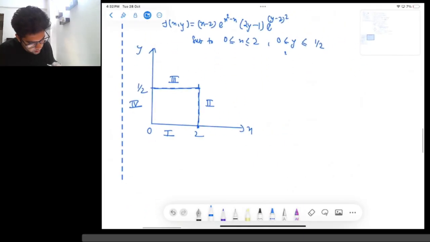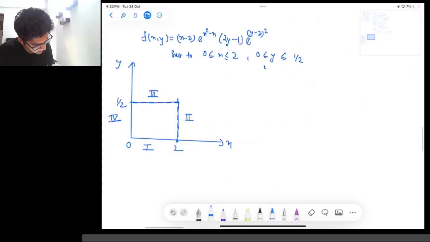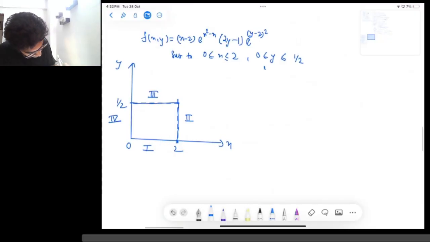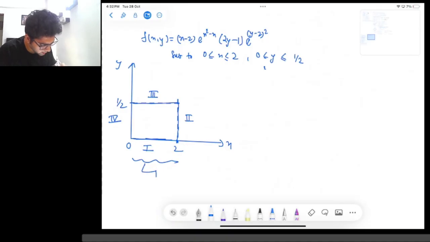Now for the 4 edges, let's take the first edge. On this edge, I have all those points where my x lies between 0 and 2 and my y is equal to 0. Why? Because all of the points lying on the first edge will have coordinates like x comma 0, where my x lies between 0 and 2, right?